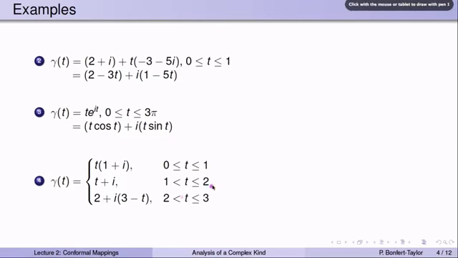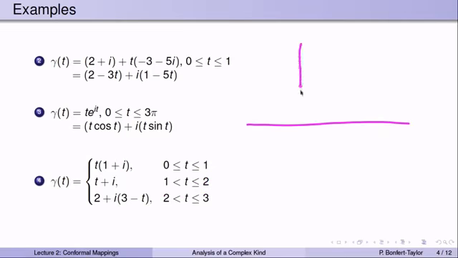Here's another example. Gamma of t is defined in 3 different ways, depending on whether t is between 0 and 1, between 1 and 2, or between 2 and 3. Let's try to draw this curve as well. For t between 0 and 1, we're looking at the function t times 1 plus i. When t is equal to 0, that's just 0. When t is equal to 1, we're at 1 plus i, which is, say, here.